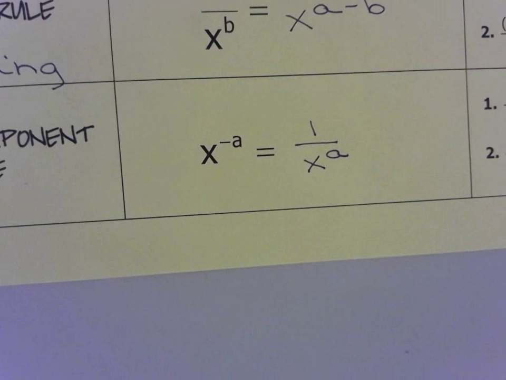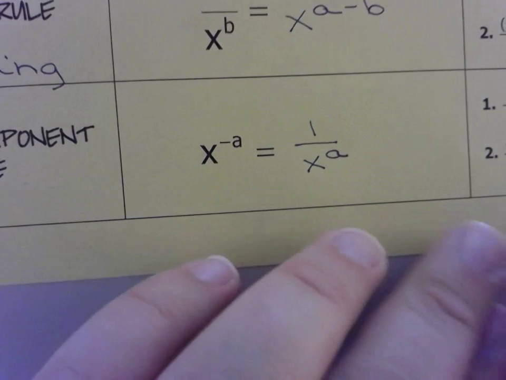So this is x to the negative a. So when I move it to the bottom, you have to change the sign to a positive. I've seen that mistake a few times.